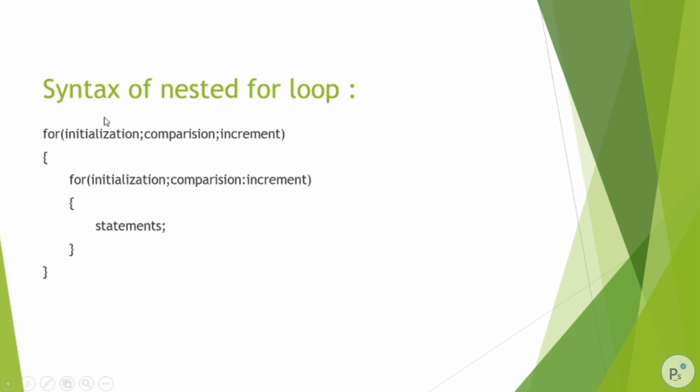In programming terms, in a nested for loop, this for loop is called the outer for loop, and this for loop is called the inner for loop.